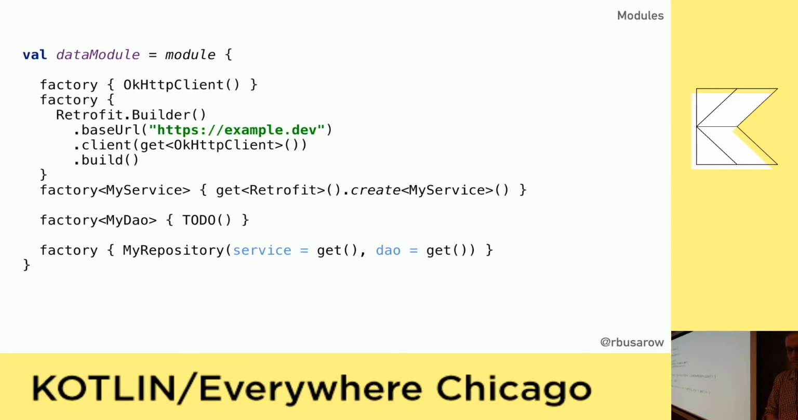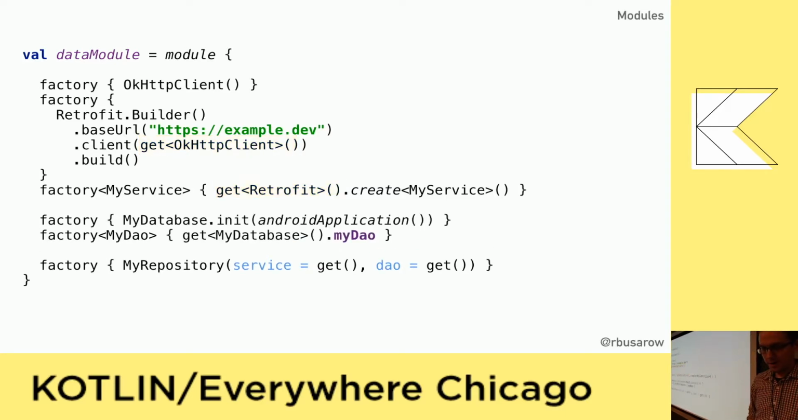And I want to call something out about this. We're using get not for constructor parameters, but as tools with which to build our dependencies, right? Particularly in the case of my service, we're creating an object and then using it and then just discarding it. Get is able to do that. So now let's do the same thing with the database.